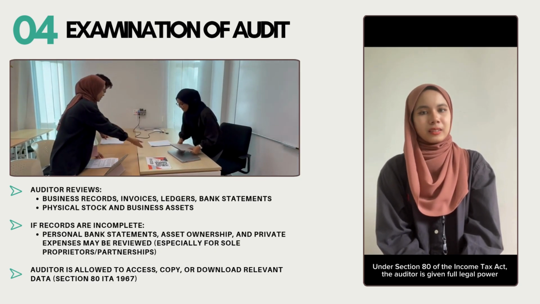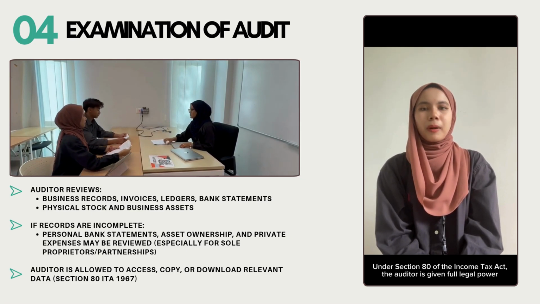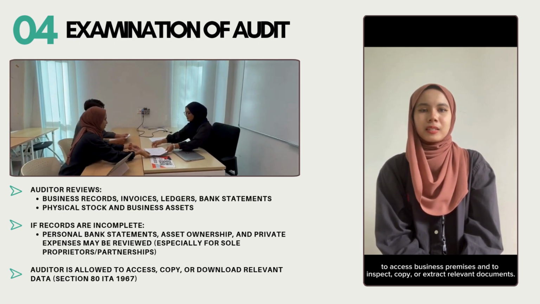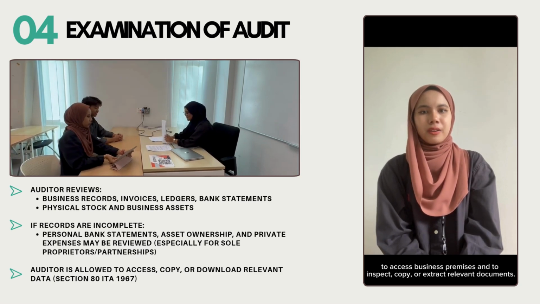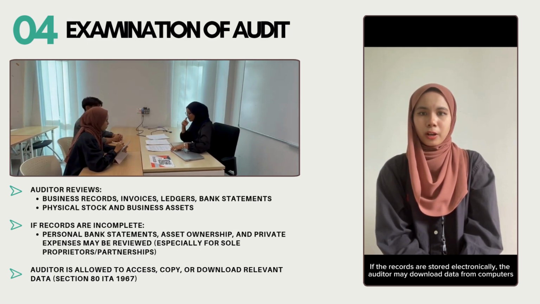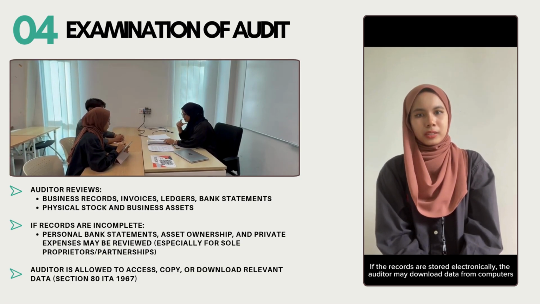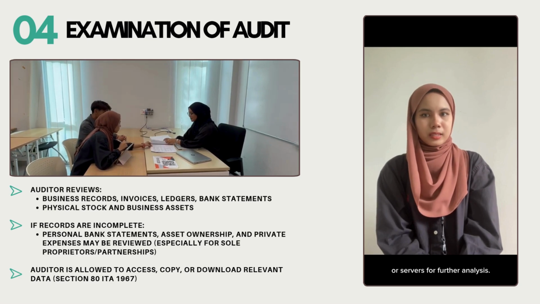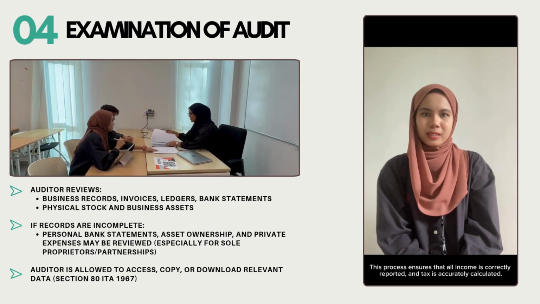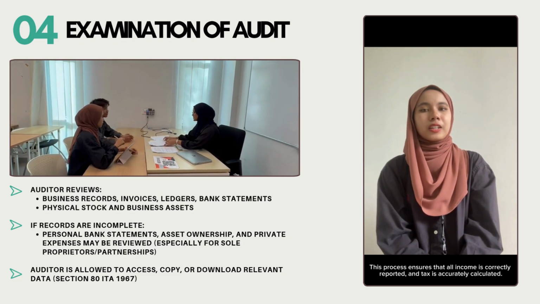Under Section 80 of the Income Tax Act, the auditor is given full legal power to access business premises and to inspect, copy, or extract relevant documents. If the records are stored electronically, the auditor may download data from computers or servers for further analysis. This process ensures that all income is correctly reported and tax is accurately calculated.